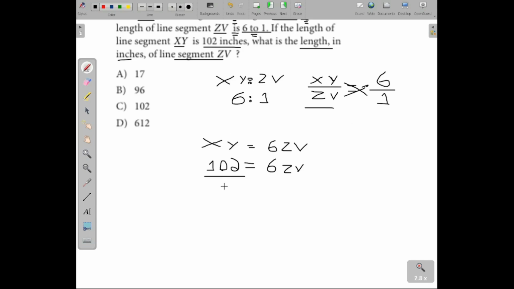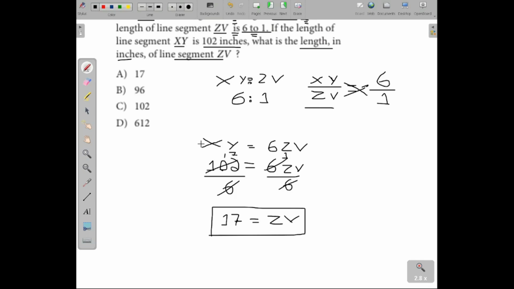We can divide the two terms by 6 to get rid of the 6. We get 1. 102 divided by 6 is 17. So 17 is equal to CB. Therefore, the length of line segment CB is 17 inches. The right answer is A.